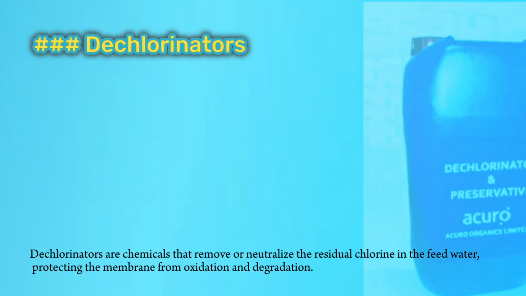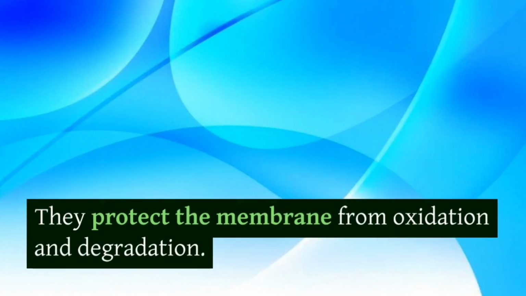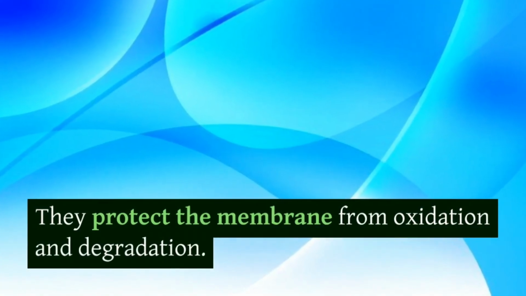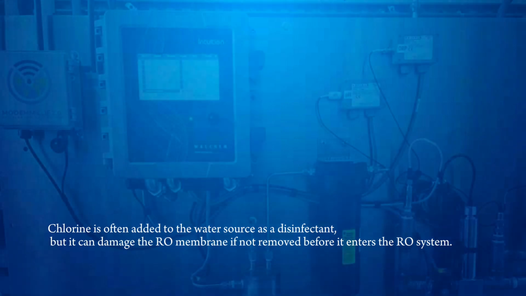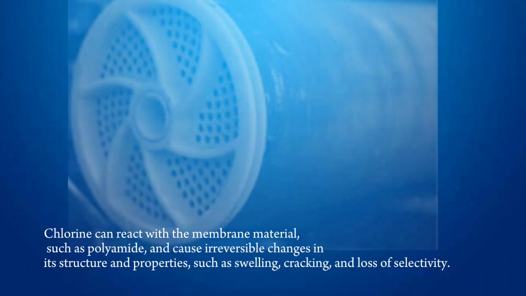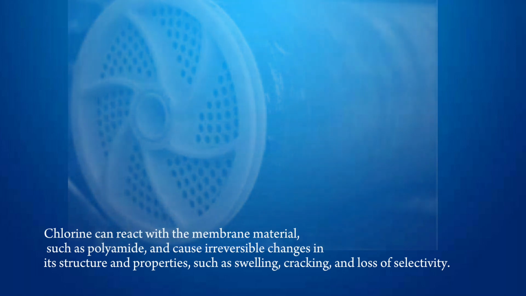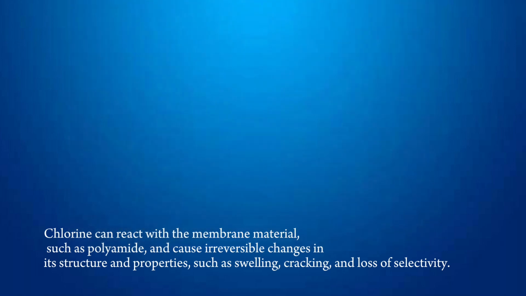Dechlorinators. Dechlorinators are chemicals that remove or neutralize the residual chlorine in the feed water, protecting the membrane from oxidation and degradation. Chlorine is often added to the water source as a disinfectant, but it can damage the RO membrane if not removed before it enters the RO system. Chlorine can react with the membrane material, such as polyamide, and cause irreversible changes in its structure and properties, such as swelling, cracking, and loss of selectivity.